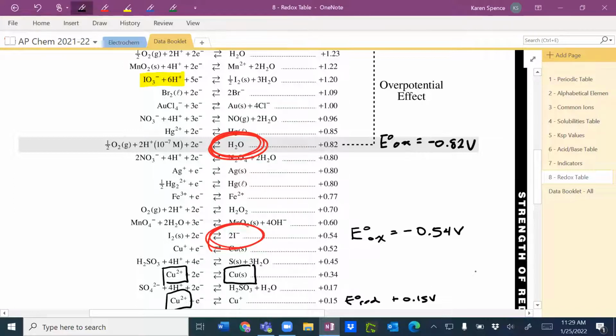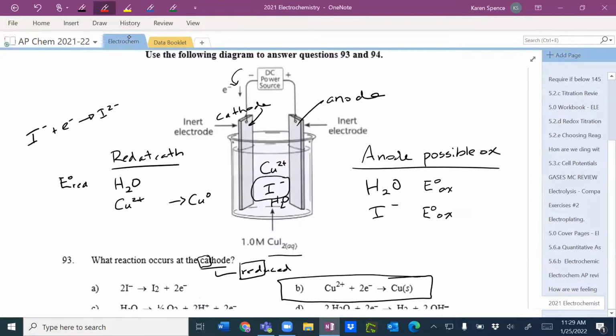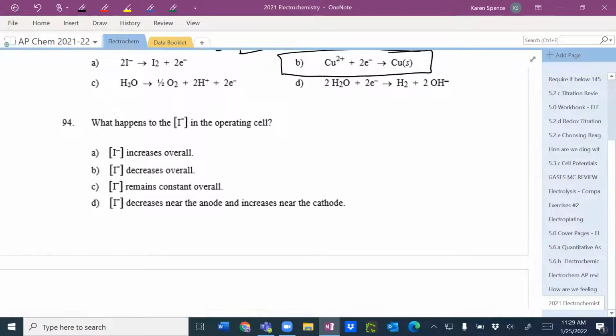We're looking for the less negative one or the more positive one. And so this is less negative, therefore that is the preferred oxidation. And so I minus will be reacting, going that way and turning into I2, so the concentration of I minus will drop. So the concentration of I minus decreases overall because we're using it up.